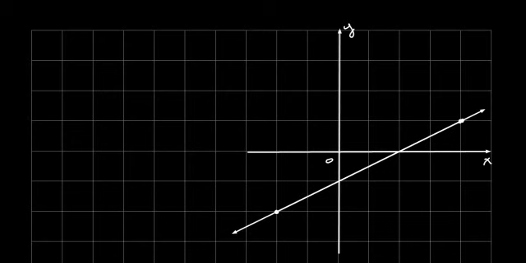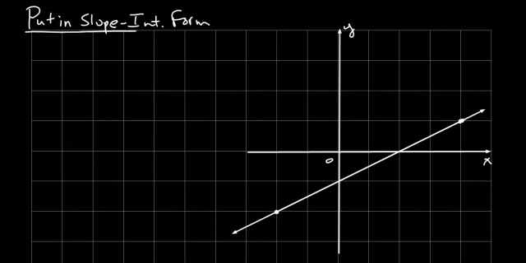Okay, in this video we're going to do a couple examples where we're given a linear equation graph, and you might be asked to put it in slope-intercept form. So we know that's y equals mx plus b, where m is the slope and b is the y-intercept. It's the y-coordinate of the y-intercept.